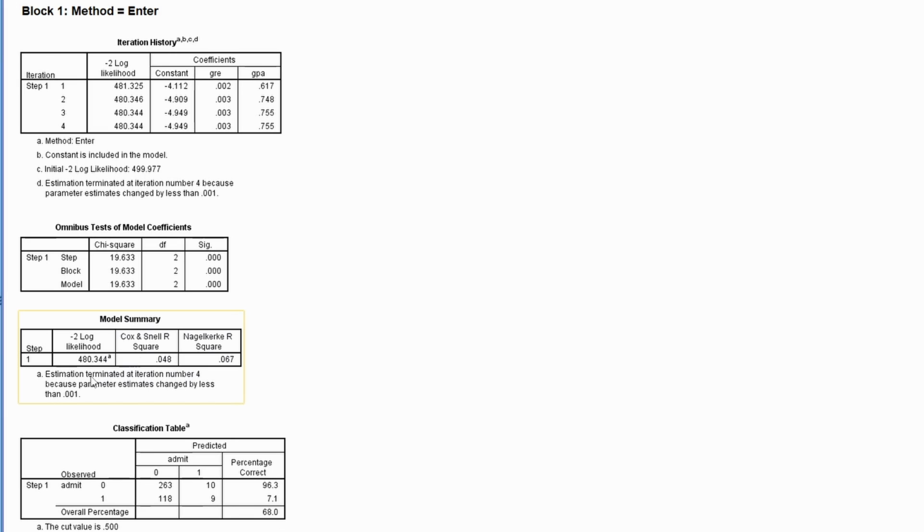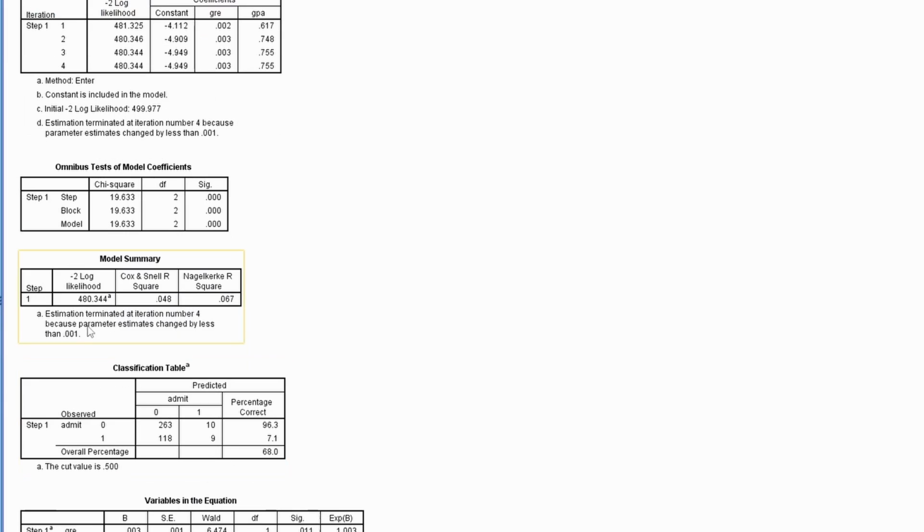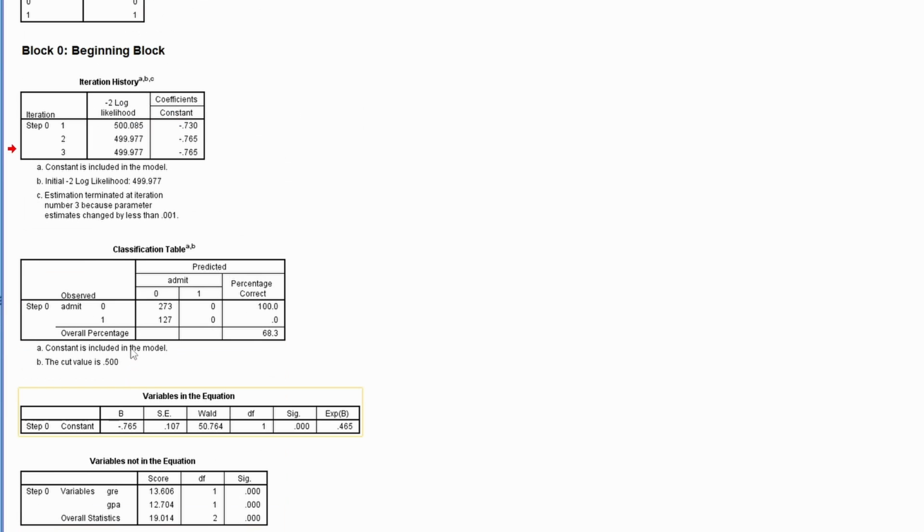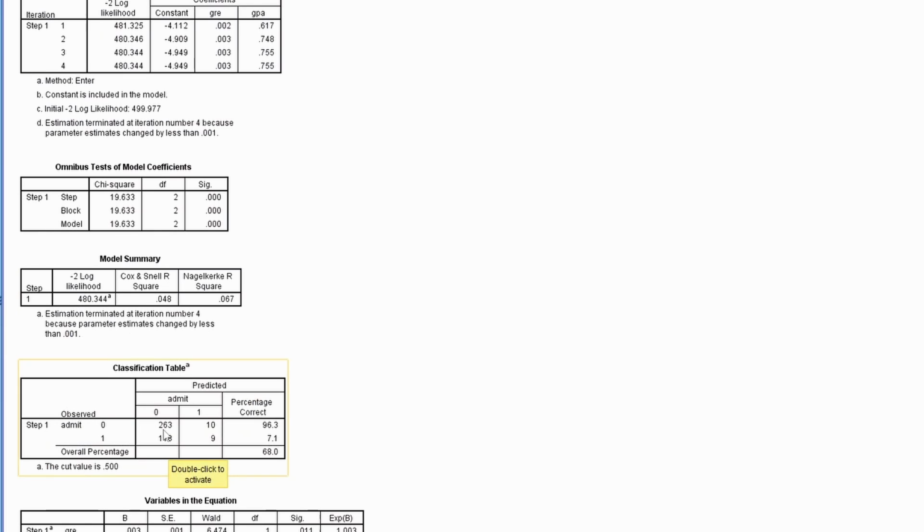Model summaries. So again, this is the same information, because 480 is where it converged to as the final number of the minus 2 log likelihood. And this is a table. This is different from block 1. In block 1, remember, we put all the observations, all the participants, into the 0 prediction. But now it is different. We also predict people into 1.